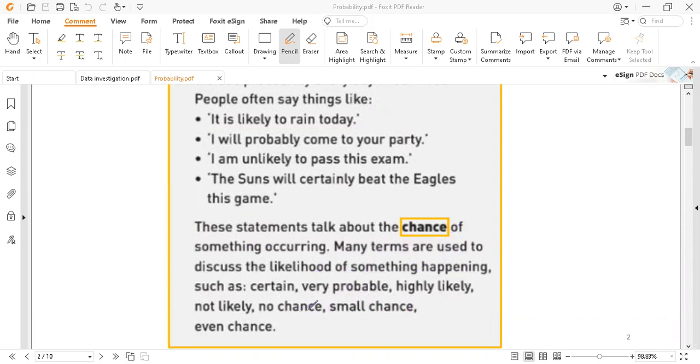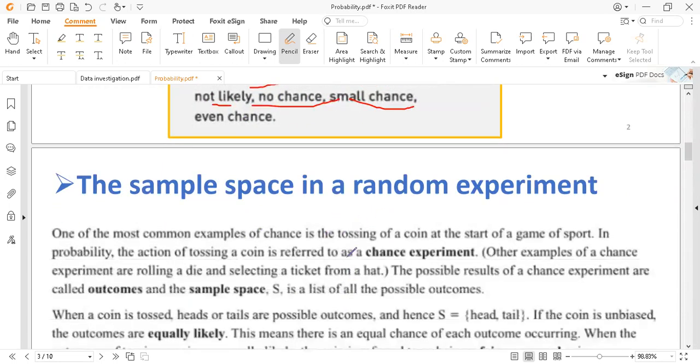And we use some vocab of probability like certain, very probable, highly likely, no chance, small chance, and even chance. So what we should do is begin our lecture and our session with some vocab that we almost always use with probability. First of all, we should know what we mean by the sample space in a random experiment.